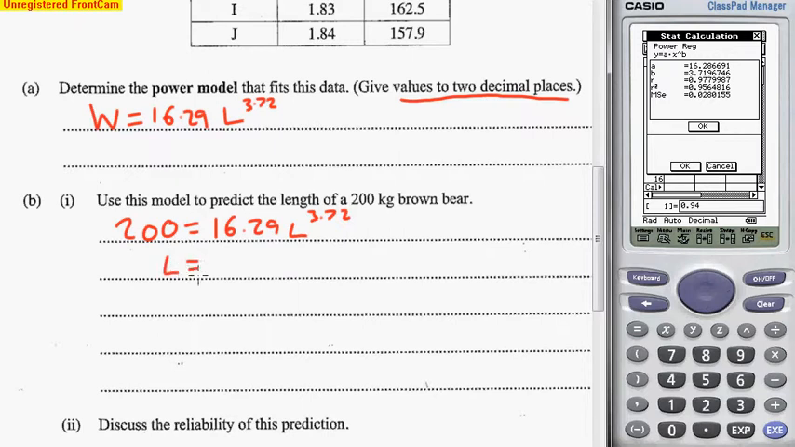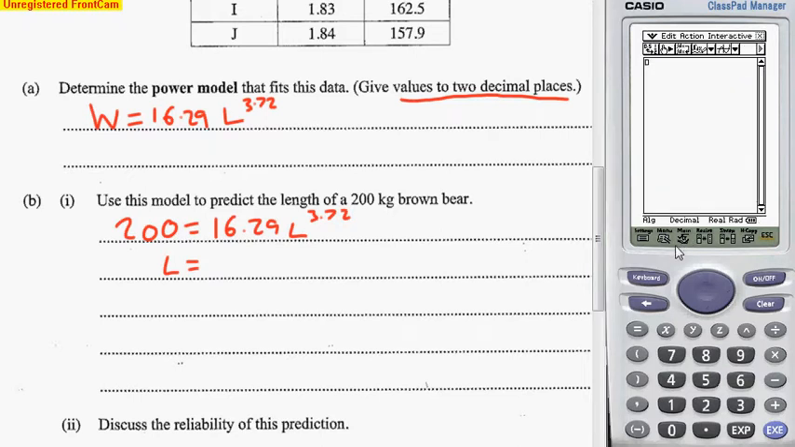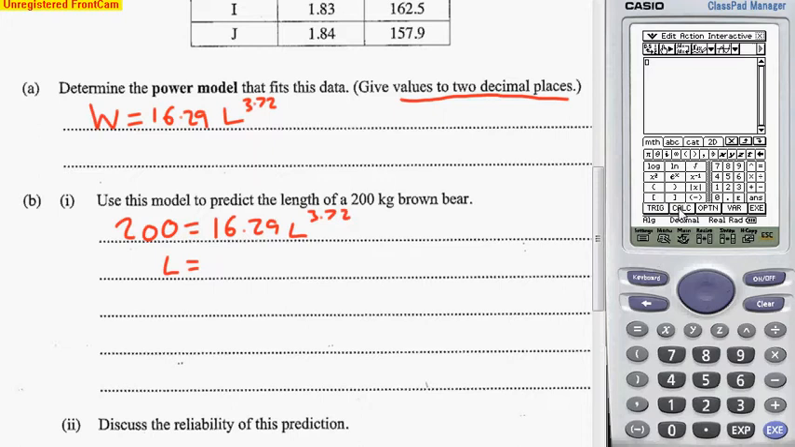L equals, this is a calculator activity, so I will take you to the main screen of my calculator, and I'm going to use the calculator's solve button. There's several ways of getting the solve, but I get it this way: keyboard, calc, solve. There's the solve, and I just have to enter my equation and tell the calculator to do it for me.